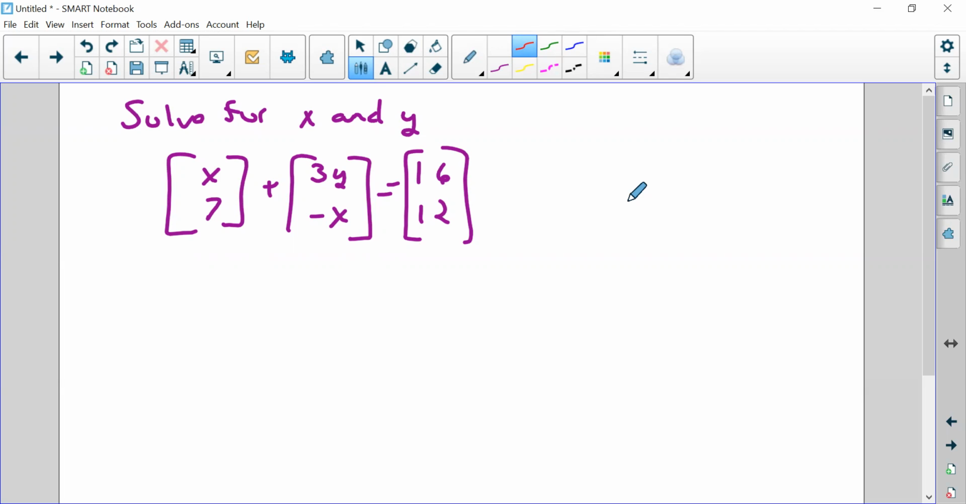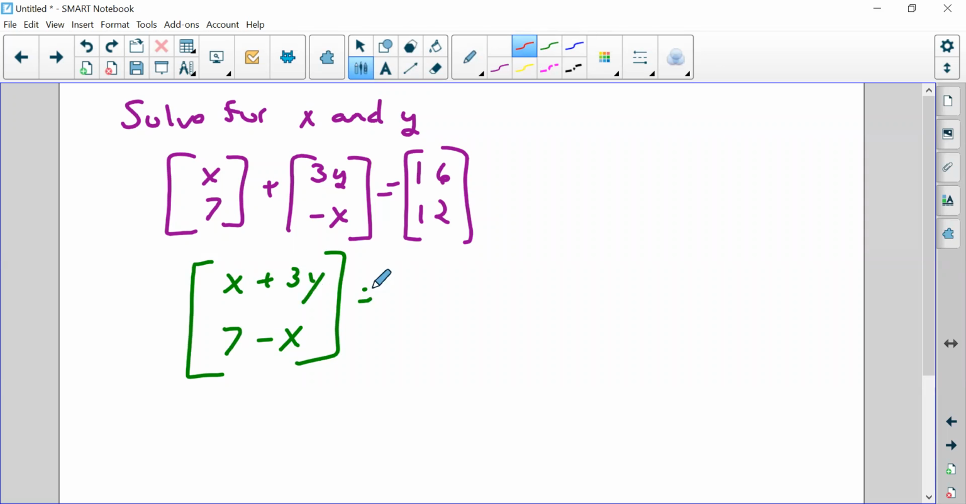So doing that addition operation, I would get x plus 3y as my first entry. Because I can add these, this is a 2 by 1 and this is a 2 by 1, so they have the same dimensions. And in my second entry, I have 7 plus a negative x, that's 7 minus x. So that would be what that matrix would equal, if I add those matrices together. And that is equal to this matrix of 16 over 12. So now I have a matrix equal to a matrix.